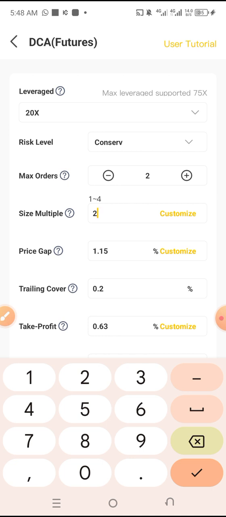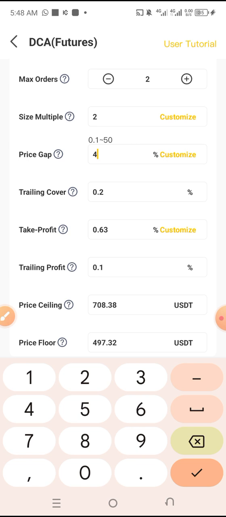Sorry, this is 2. The max order is 2. Okay, and I want times 2 of what I'm buying. Okay, then the gap is 4. I put in the 4. So when it goes 4% deep, then it takes it. Okay, for take profit, I put it at 1. Like I said, it's good when you put it at 0.6, 0.5, thereabout.